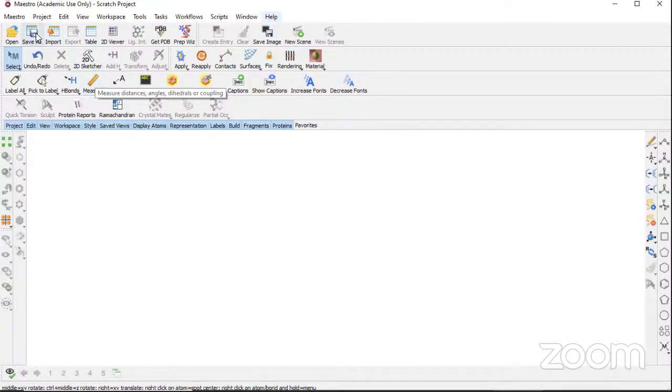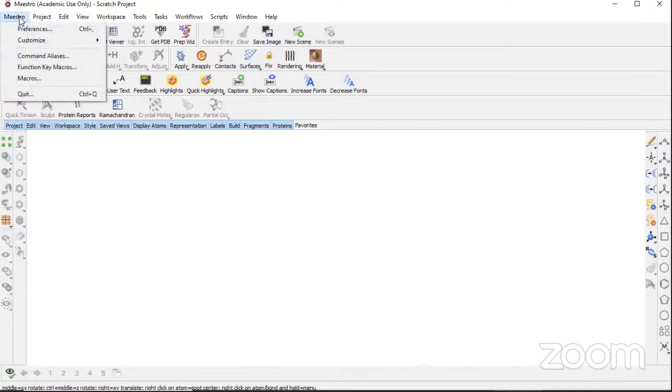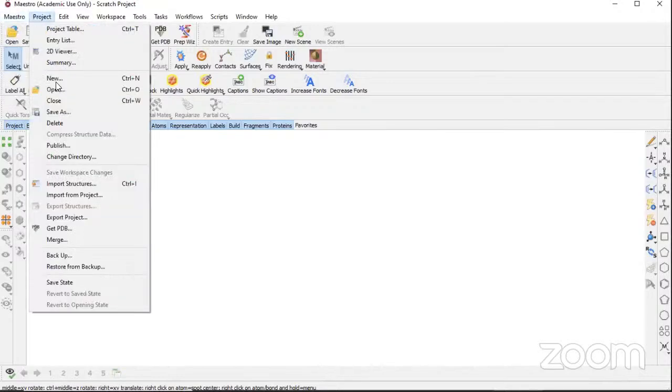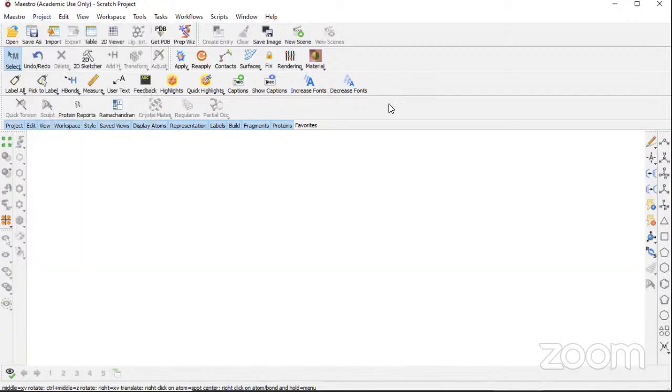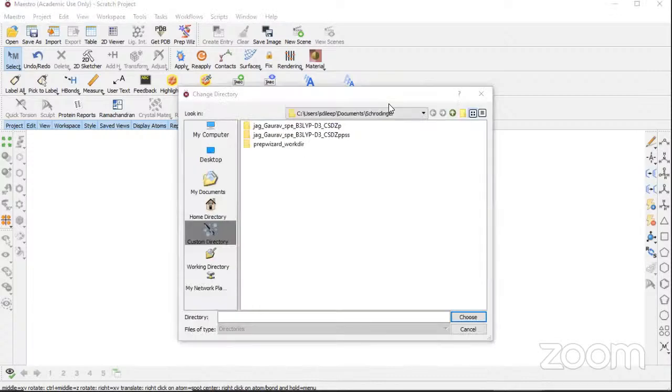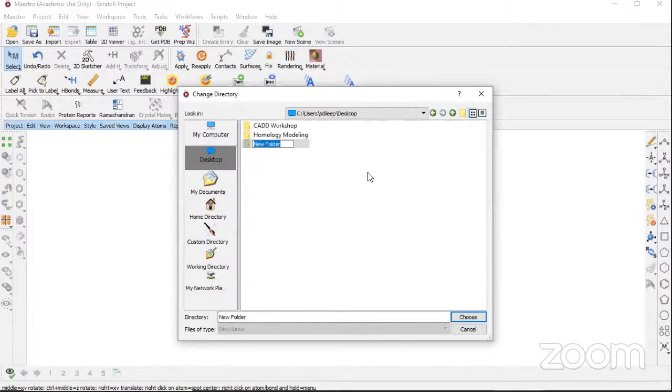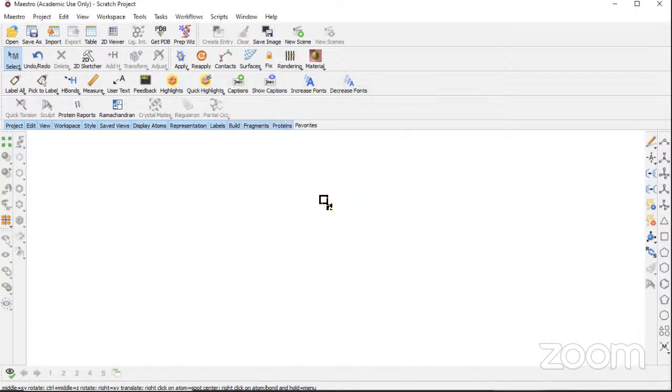First of all, whenever we open the software, we need to go to project and change the directory. Now I'm creating one new folder with the name of molecular docking. I choose this so that whatever output files are generated will be saved in the molecular docking folder.